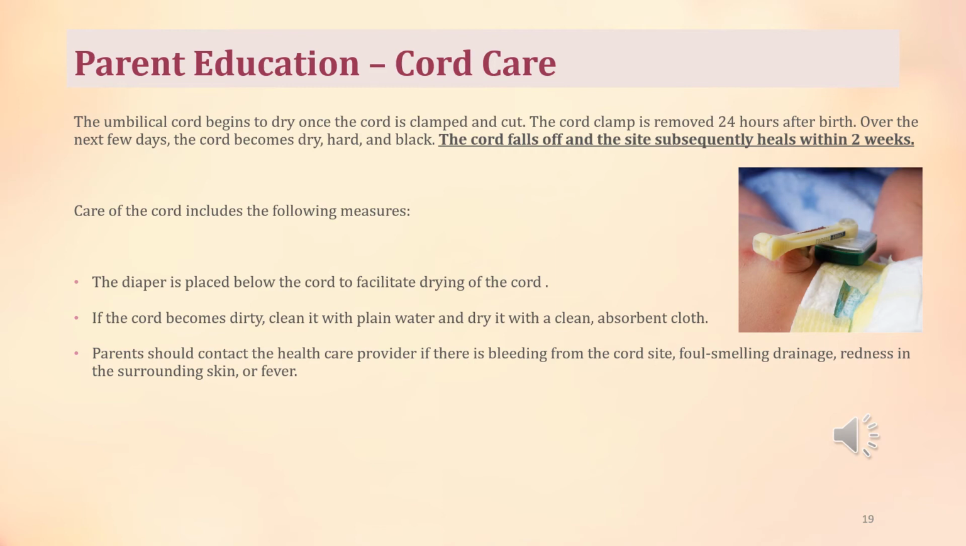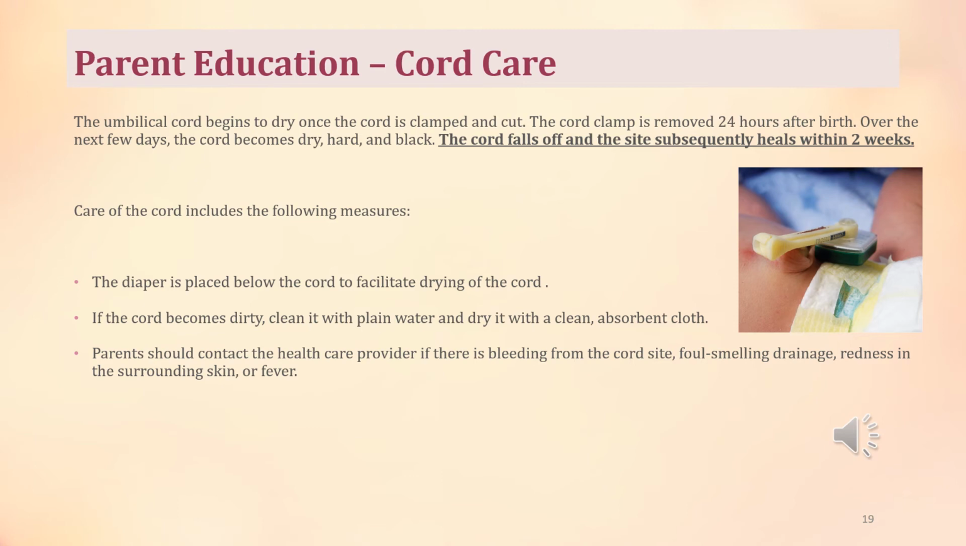Okay, so cord care. What am I going to teach my patients, my parents about for cord care? That cord is going to start drying up. It should fall off within 2 weeks, typically much quicker than that. We'll take the cord clamp off at 24 hours unless it has the ID number on it. If it has the ID number on it, they're going to leave that on until you go home.